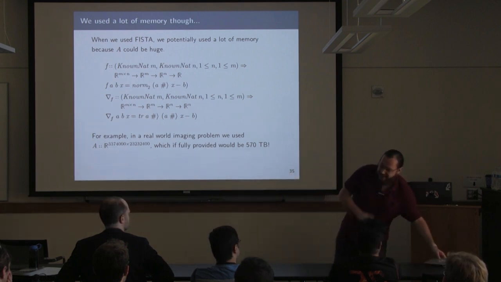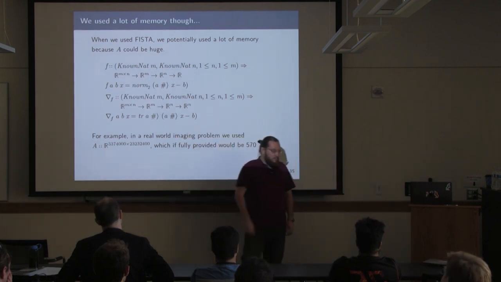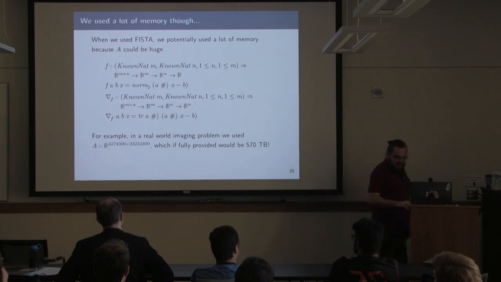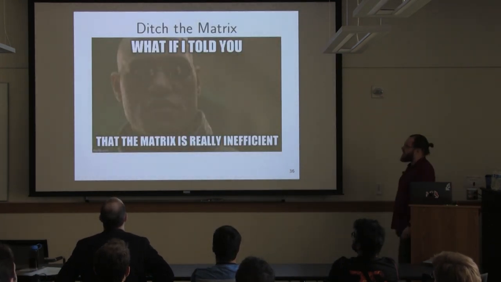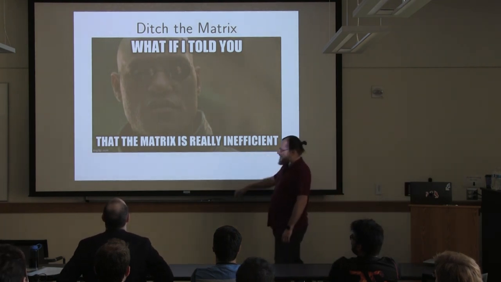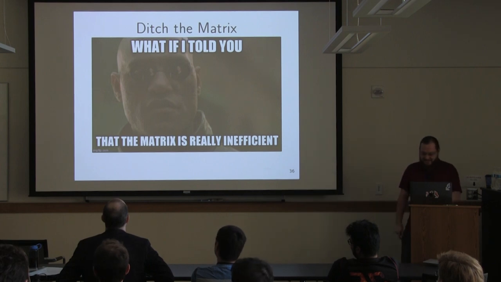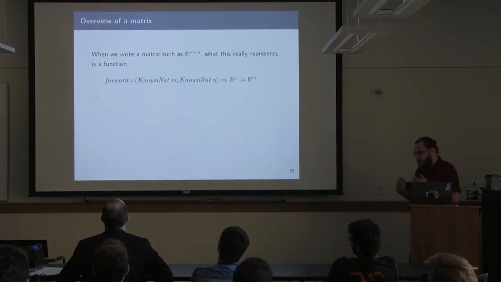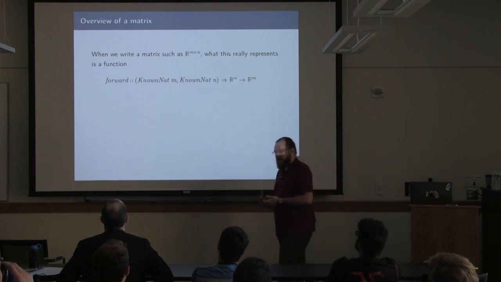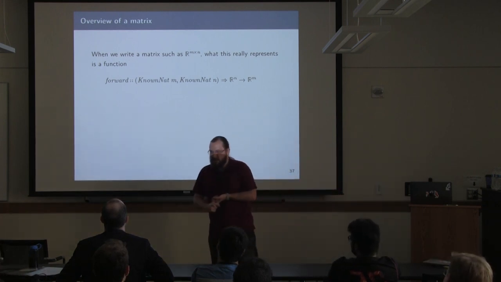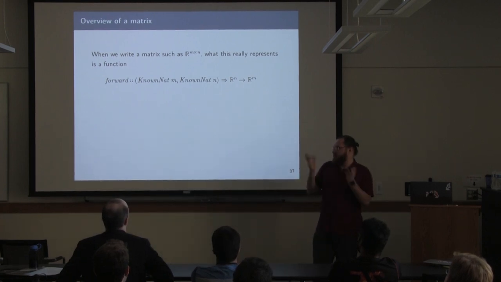So I'm going to tell you that we can solve it more quickly than using this A matrix. This is where it gets all functionally extra cool. What if I tell you that the matrix is really inefficient? We're going to ditch it. So what are the operators? When we were solving that problem, what were the important things that we had? We had the matrix applied to a vector. We had the transpose of the matrix applied to a vector. And that was basically it.